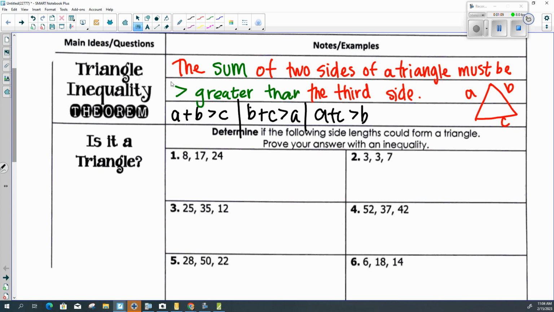Did I do all of them? We don't usually have to check all three. In the one instance, it would create like a negative length of a side, which doesn't make sense.